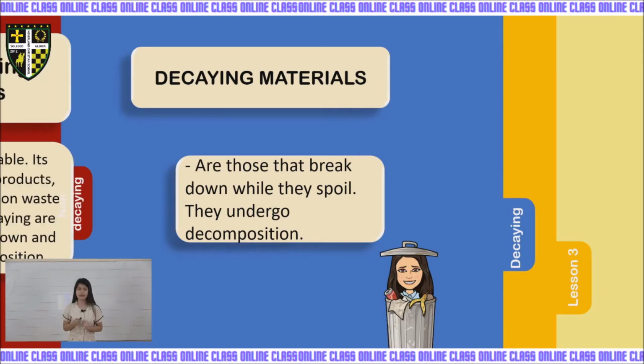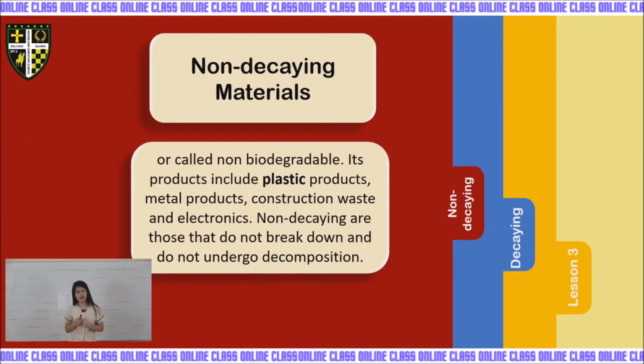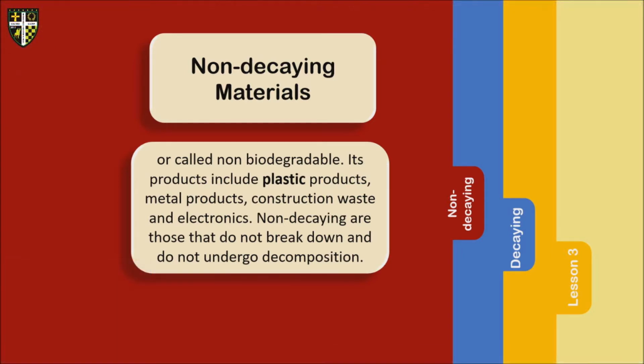What about non-decaying materials? Non-decaying materials are called non-biodegradable. Its products include plastic products like plastic boxes, plastic monoblock tables, okay? Metal products, construction waste, and electronics. Non-decaying materials do not break down and do not undergo decomposition. Now, those are the meanings of decaying and non-decaying materials.